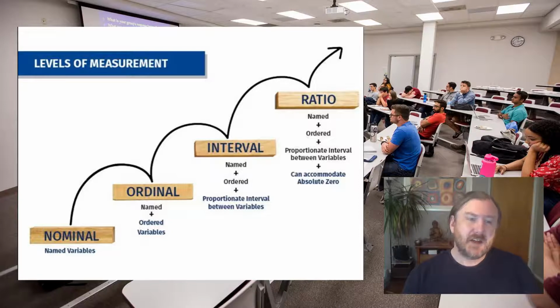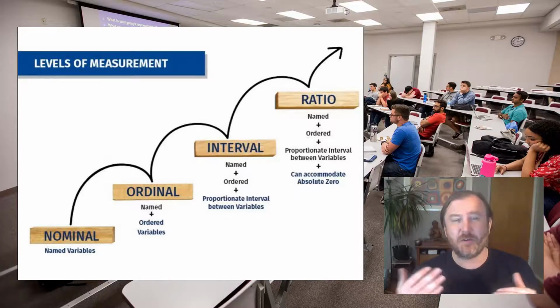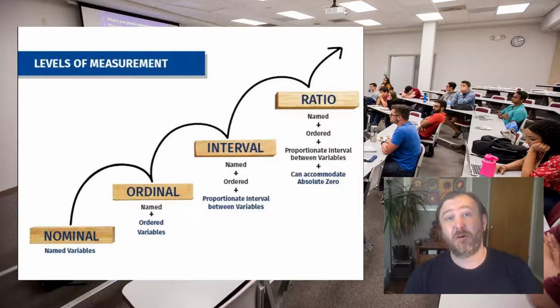So the key thing here is nominal and ordinal variables. These are going to be qualitative. We don't do math on those. Interval and ratio variables, we can do math on. And the key distinction, again, between interval and ratio is that a ratio variable has a meaningful 0 point that indicates there's a lack of or nothing.